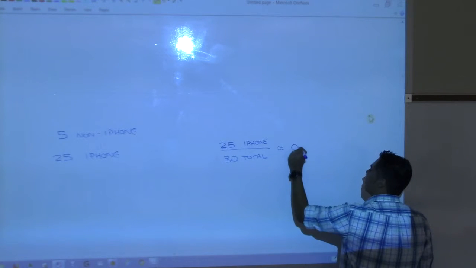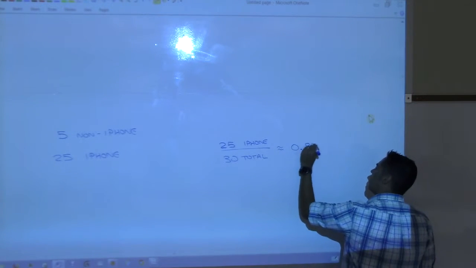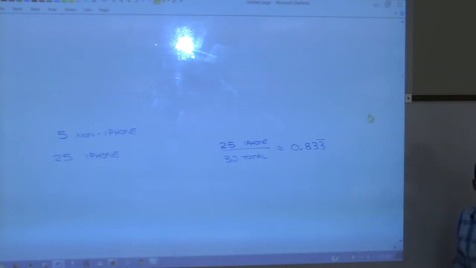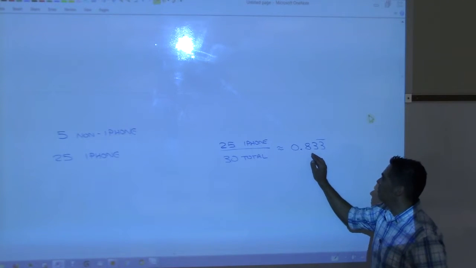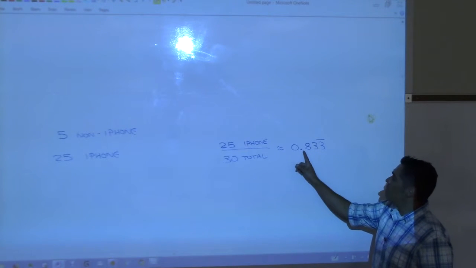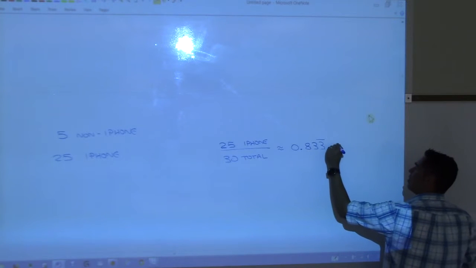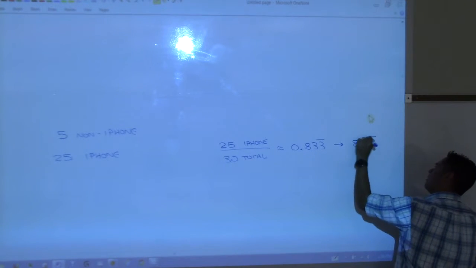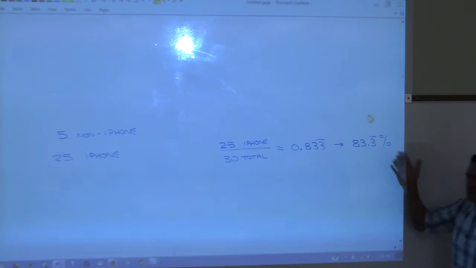On the calculator, though, it comes out to be what? 0.833 repeated, right? Okay, so something like that. Now, when we deal with decimals like this, if we want to convert to a percentage, what do we have to do? Times it by 100 or move the decimal point over two places. So this as a percentage turns out to be 83.3 repeated percent.